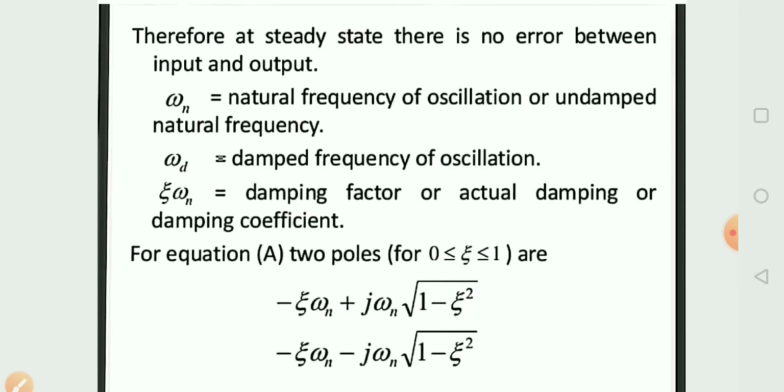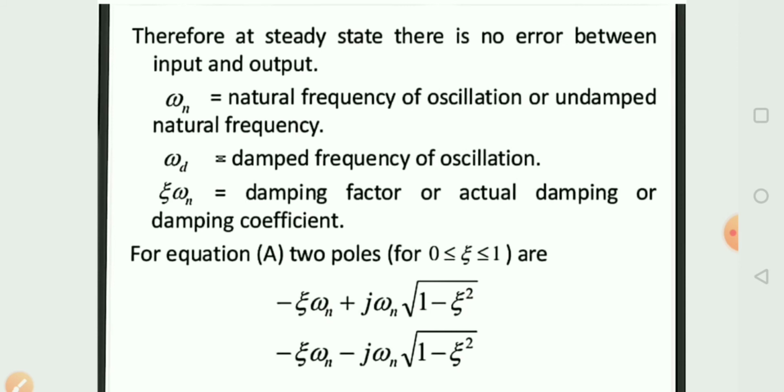So here omega n denotes the natural frequency of oscillation or undamped natural frequency, and omega d is the damping frequency of oscillation, or damped frequency of oscillation. Here zeta omega n is the damping factor or actual damping or damping coefficient, and zeta is the damping ratio.